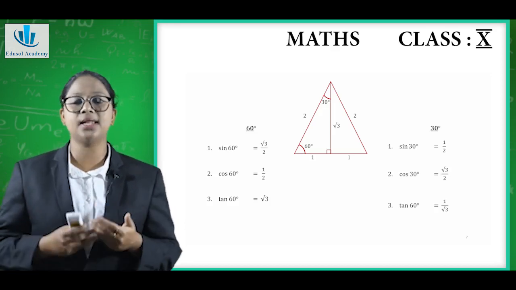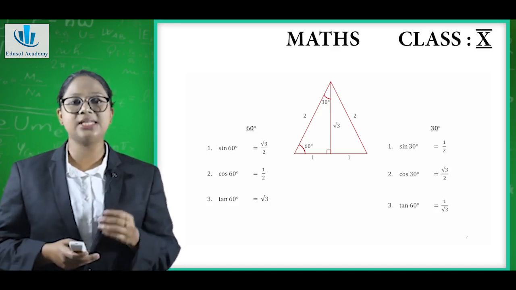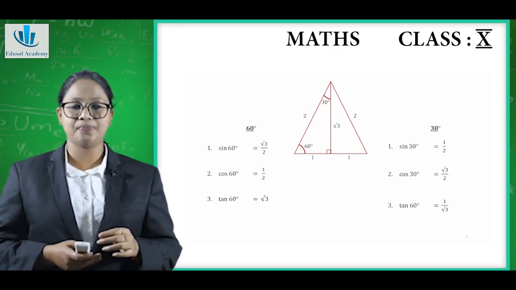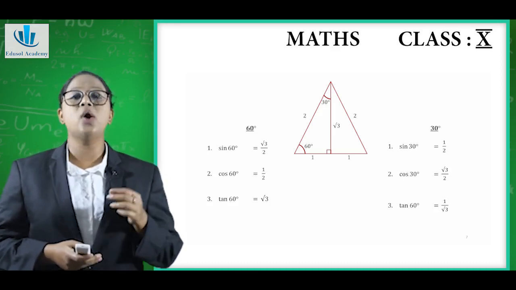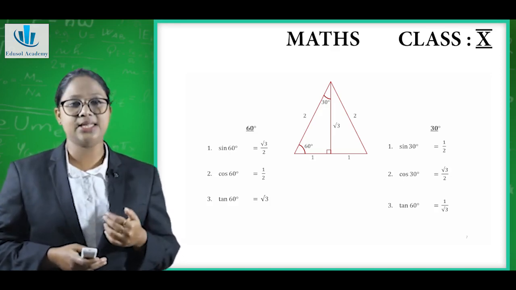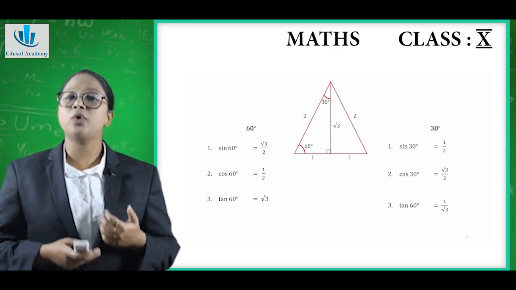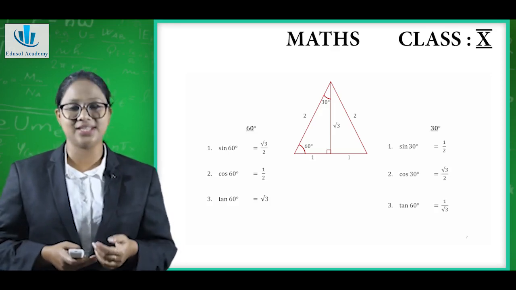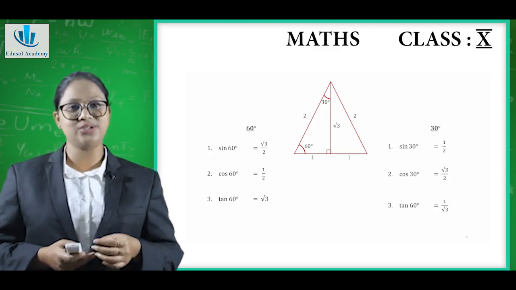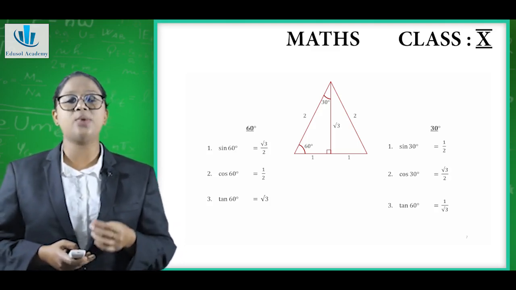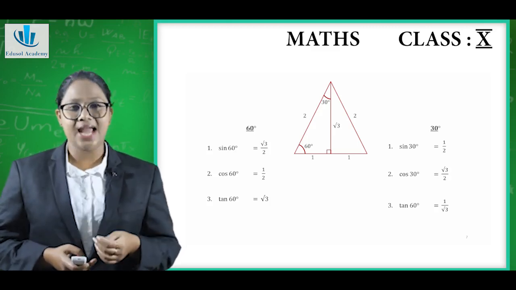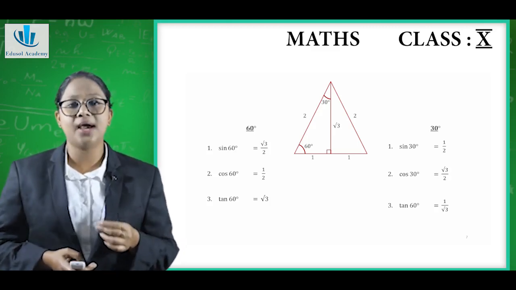Let's begin with 60 degree. Sine 60. Sine is equal to opposite by hypotenuse, that is √3 by 2. Now cos 60 is equal to 1 by 2. Tan 60 is equal to opposite by adjacent, that is √3 by 1 or √3. Moving on to 30 degree, sine 30 is opposite by hypotenuse, that is 1 by 2. Cos 30 is equal to adjacent by hypotenuse, that is √3 by 2. Tan 30 is equal to 1 by √3.